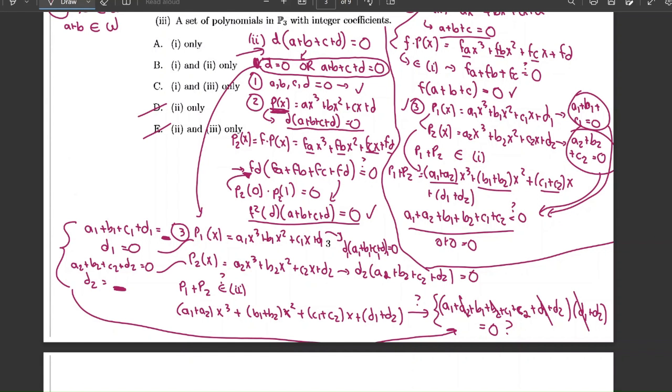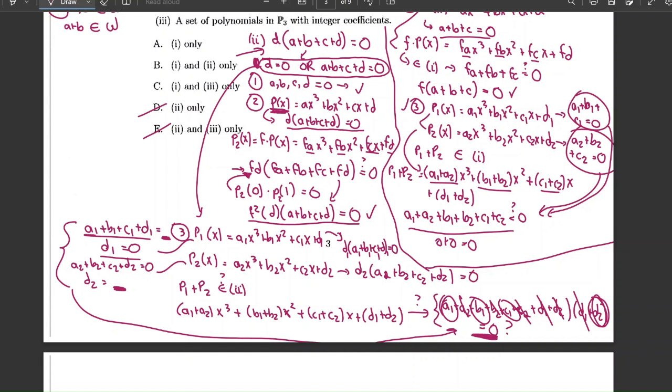C2 plus d2 is equal to 0. Oh, that's fine, but this is non-zero, so d2 could be anything. And a1 plus b1 plus c1 could also be anything. It doesn't have to be 0, right? Because our d1 is 0, so it already satisfies the requirement for p of 1. So in this case, you have just non-zero terms, so this doesn't necessarily have to be equal to 0.